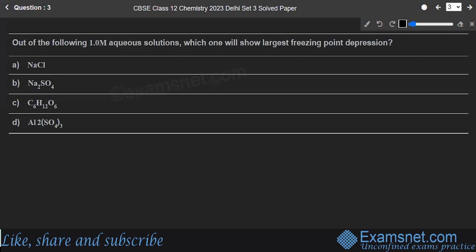Next is question number 3. Out of the following 1M aqueous solutions, which one will show the largest freezing point depression? See, freezing point depression is given by a formula: delta Tf equals i into Kf into m. Here, this is your freezing point depression. i is the ionization or van't Hoff factor.